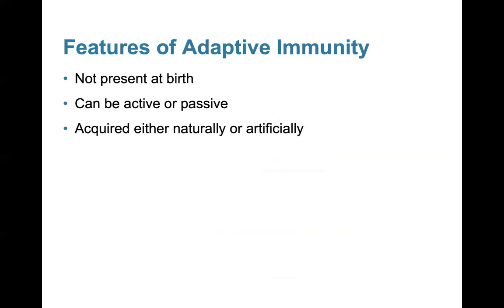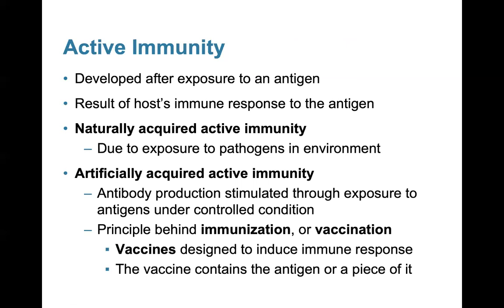Now, some features of the adaptive immunity: it's not present at birth, it can be active or passive, and it's acquired either naturally or artificially. Looking at active immunity, this is developed after exposure to an antigen, the result of the host's immune response to that antigen. Naturally acquired active immunity is due to exposure to pathogens in the environment. So this is somebody sneezing in your face and then you getting sick as a result of that.